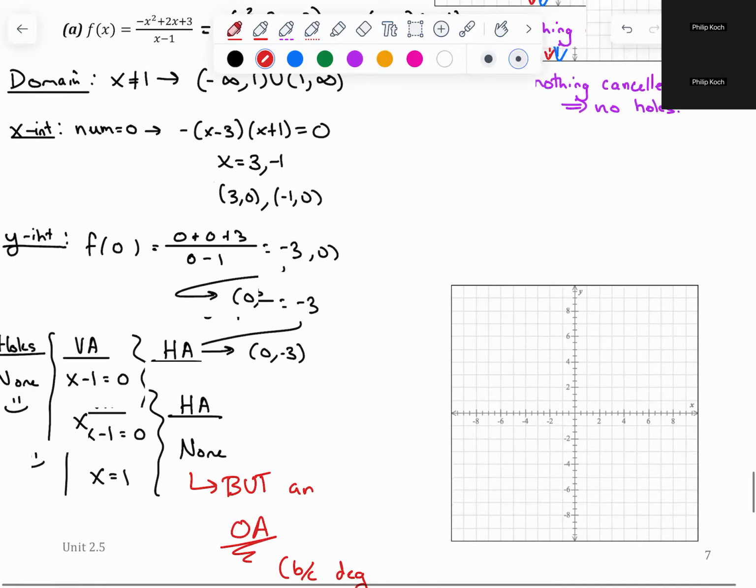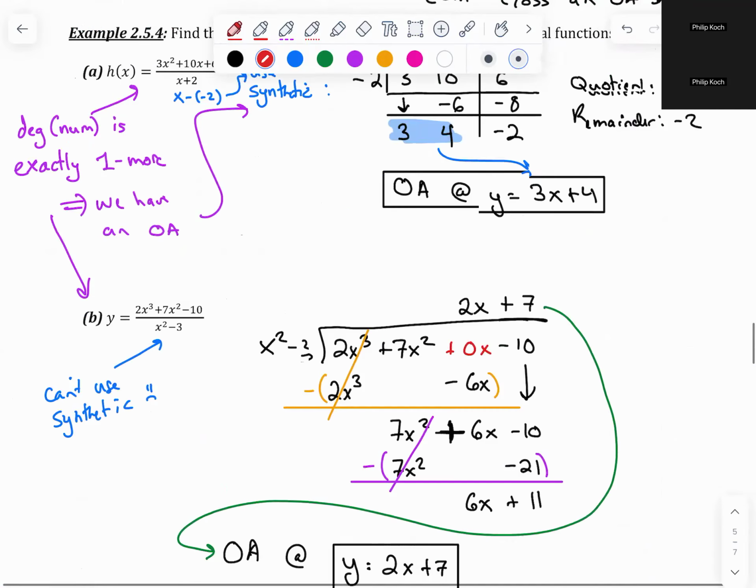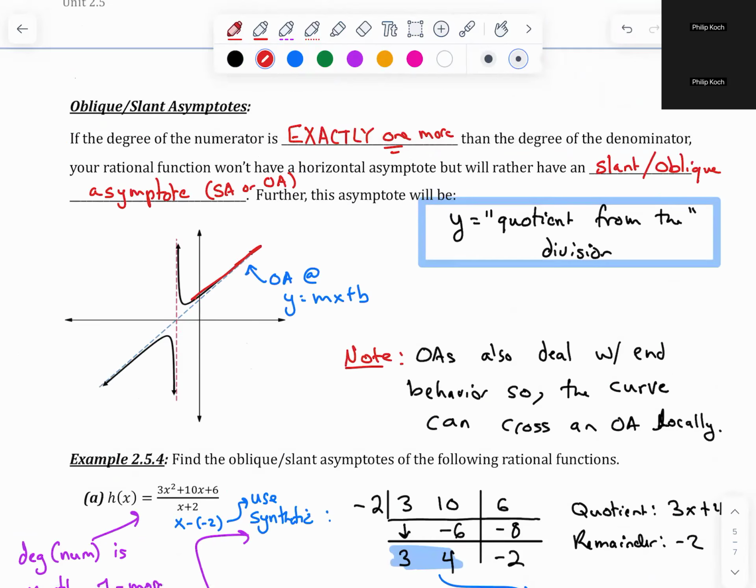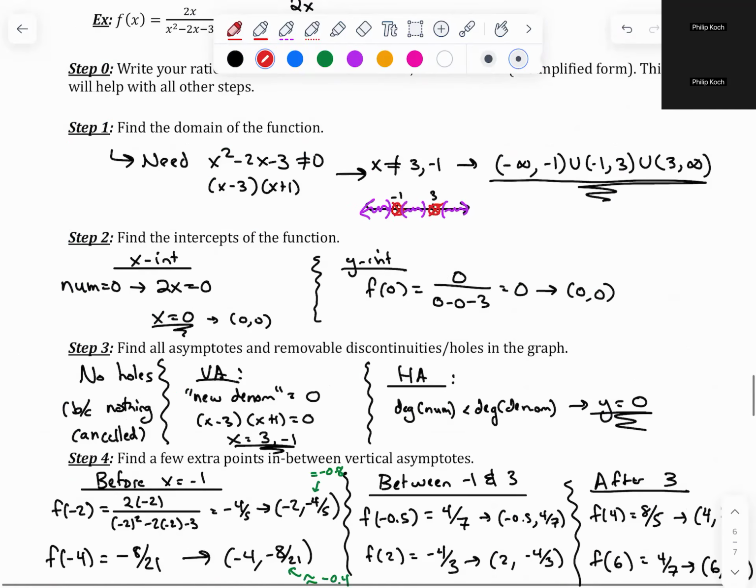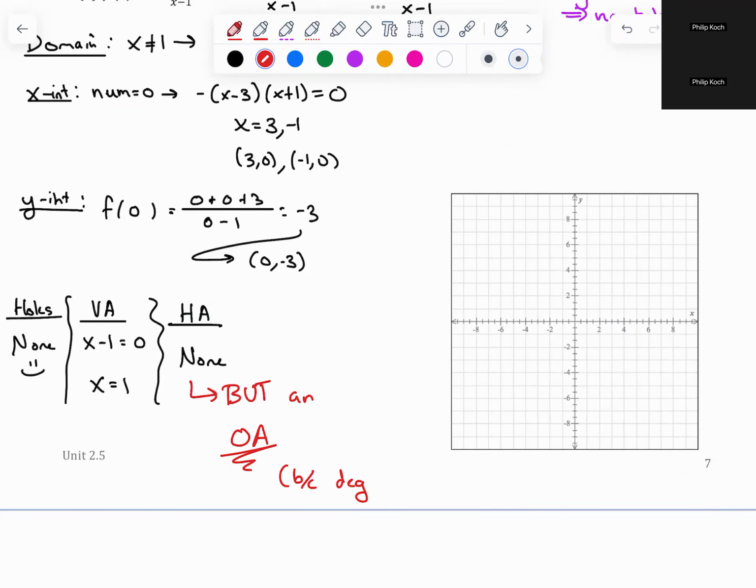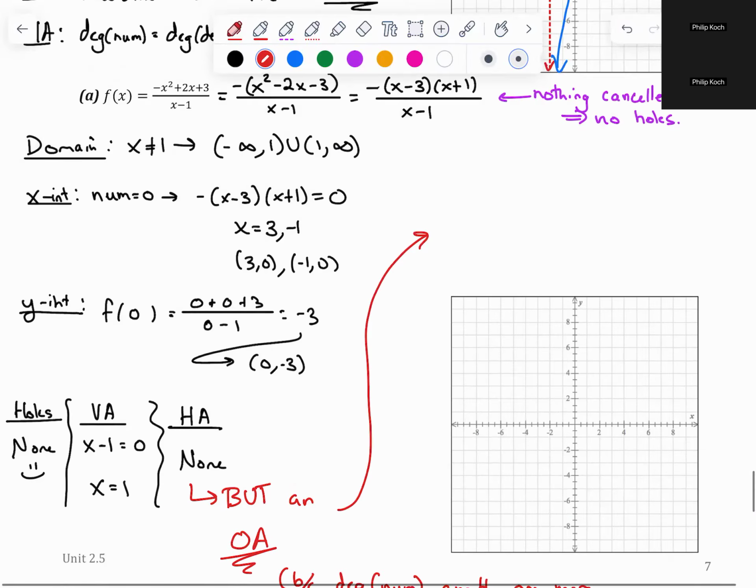We talked about it last time, and it was that if the degree of the numerator is exactly 1 more, like x to the 4th over x cubed or x to the 10th over x to the 9th, most commonly it's x squared over x or x cubed over x squared. Those are the most common situations we see. But if you have that, then there is an oblique asymptote, and you find the equation of that oblique asymptote by performing the division, because the degree of the numerator is exactly 1 more. So we'll find it up here.